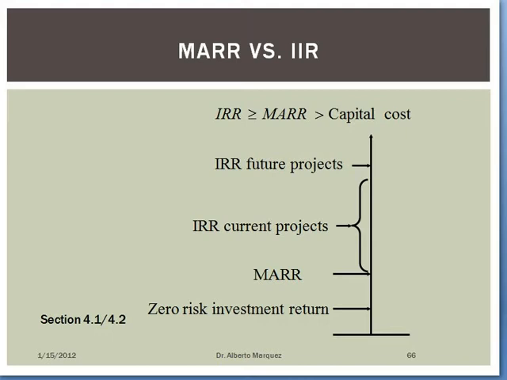But the question is, how do we compute this minimum attractive rate of return? Well, that has to do a lot with two things. One is the sources of finance and the level of risk.